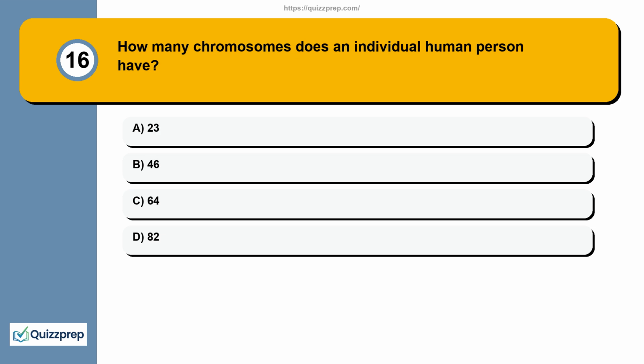Question 16. How many chromosomes does an individual human person have? 23, 46, 64, 82.